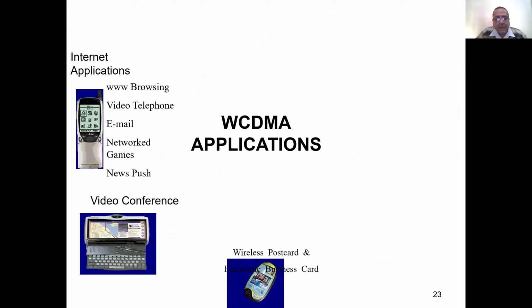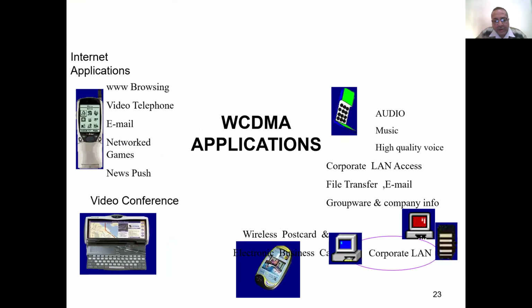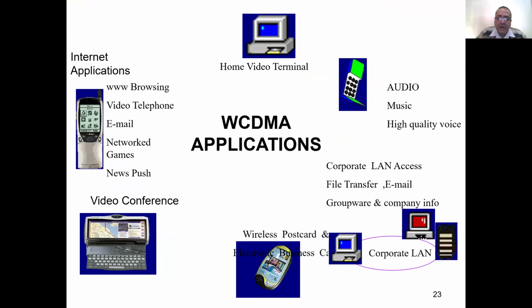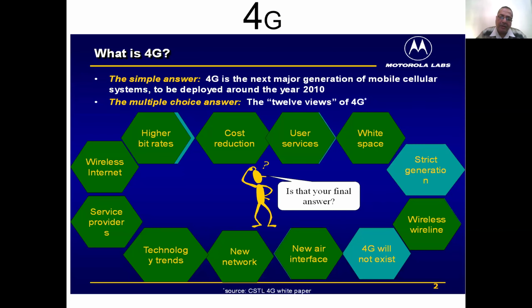Again, with the internet, we have WCDMA, and we use many applications nowadays in WCDMA, like internet applications, browsing, video telephony, email, and network games. We can go for video conferencing, audio, music, corporate LAN access, and file transfer. So many applications are covered in WCDMA.